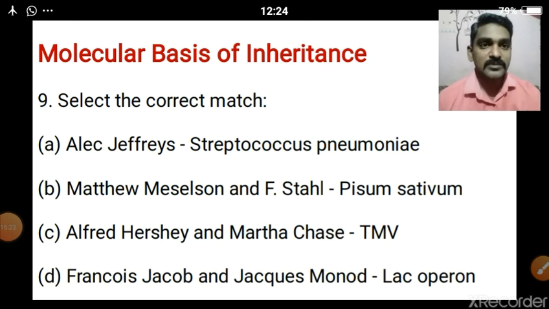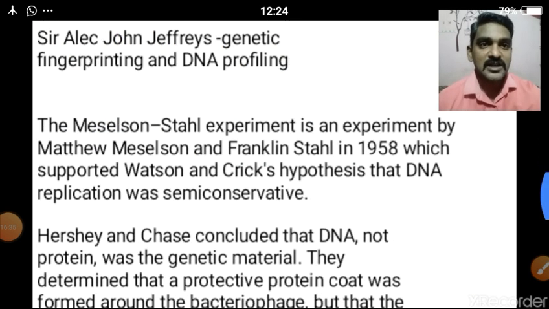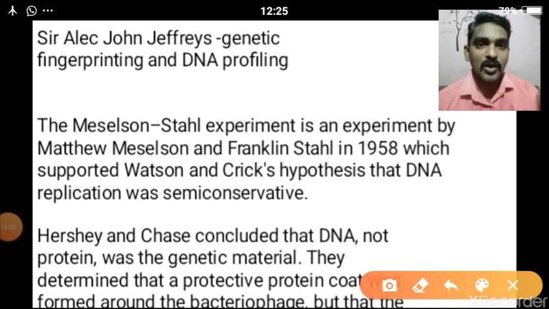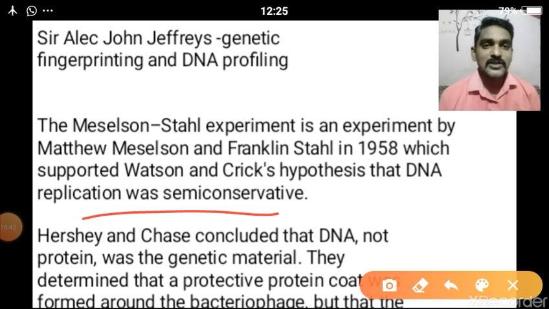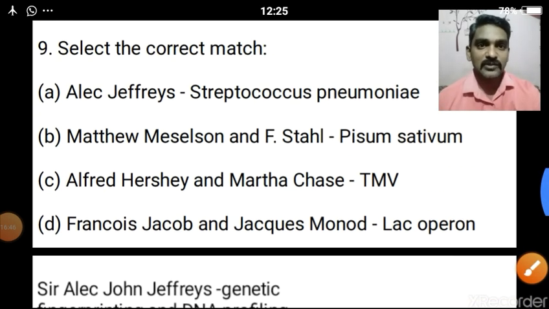In the second option, Meselson and Stahl, Pisum sativum. Pisum sativum is the garden pea plant used by Gregor Johann Mendel in his genetic experiments. Meselson and Stahl didn't use that. What they gave was the semi-conservative model of replication, with E. coli. So that was done by Meselson and Stahl, and that is also not matching there.